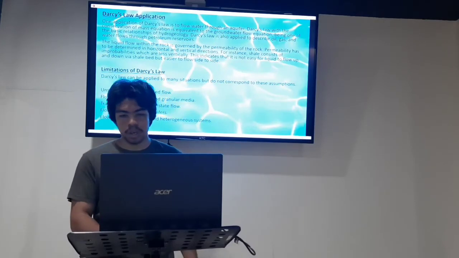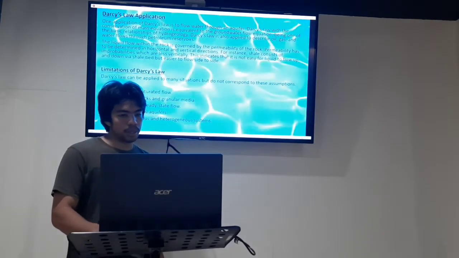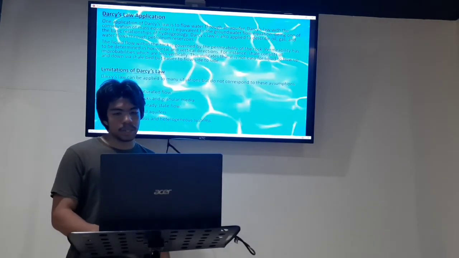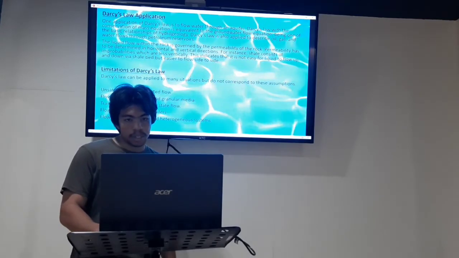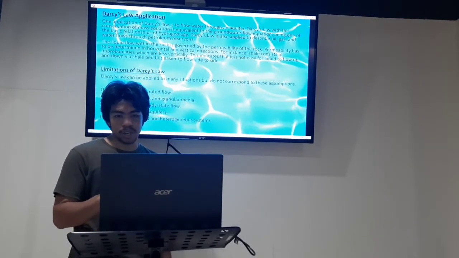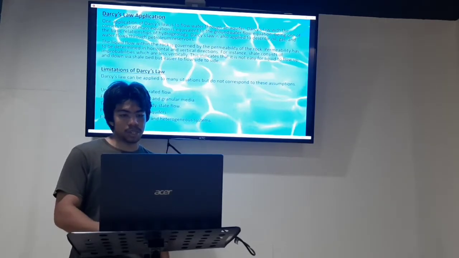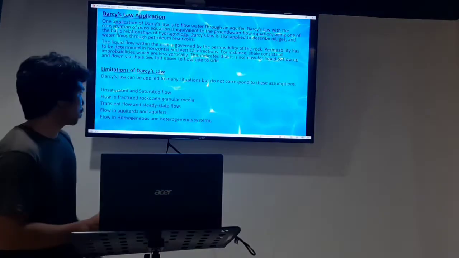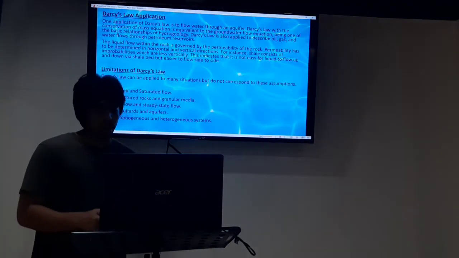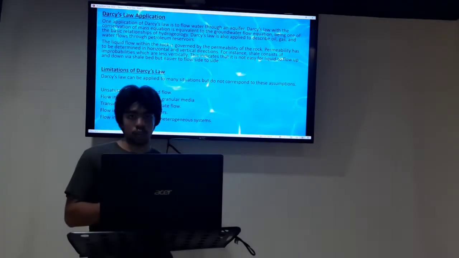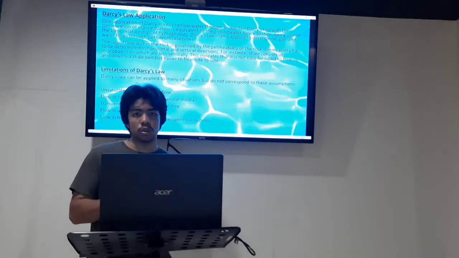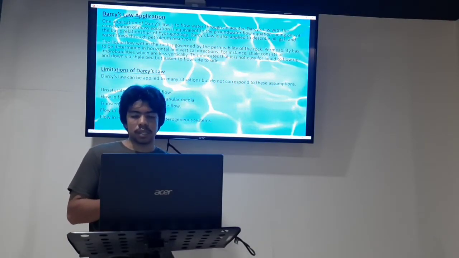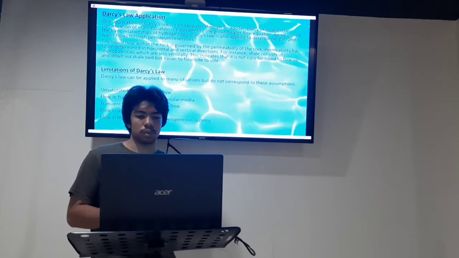For instance, shale consists of impermeabilities which are less vertically. This indicates that it is not easy for liquid to flow up and down through a shale bed, but it is easier to flow side by side. And under this law, there are limitations. It is applicable in almost all situations, but it does not correspond to certain assumptions.